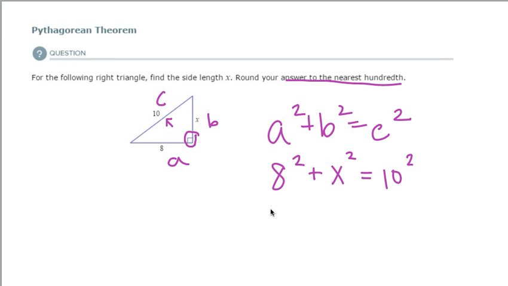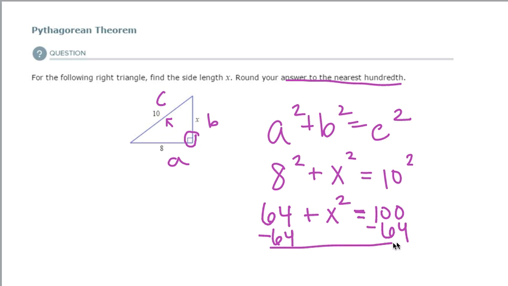So I start simplifying everything. I get 64 plus x squared equals 100. Now I need to find what x is, but to find x, I need to get x squared by itself first. So I'm going to solve the equation. I get x squared equals 36. Find the square root of both sides. x equals 6.